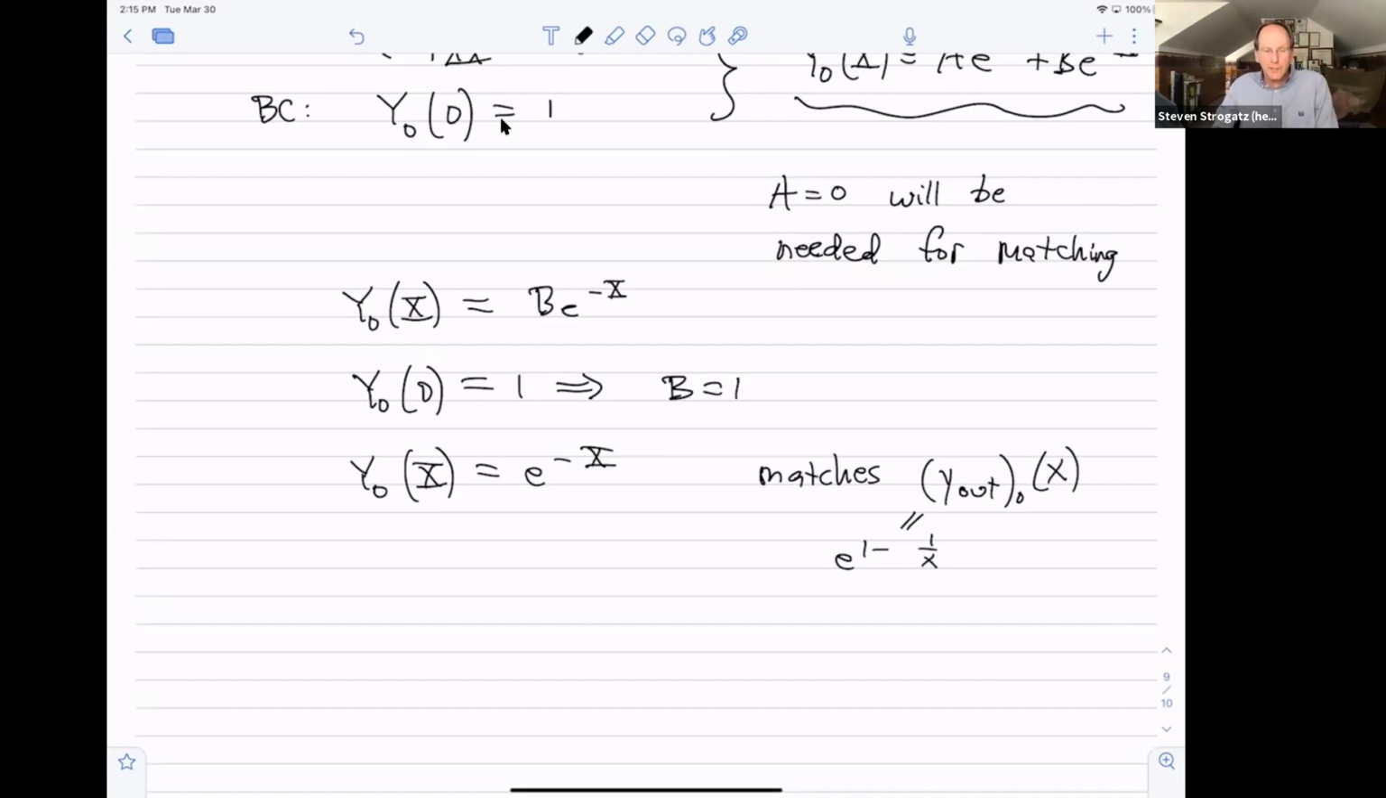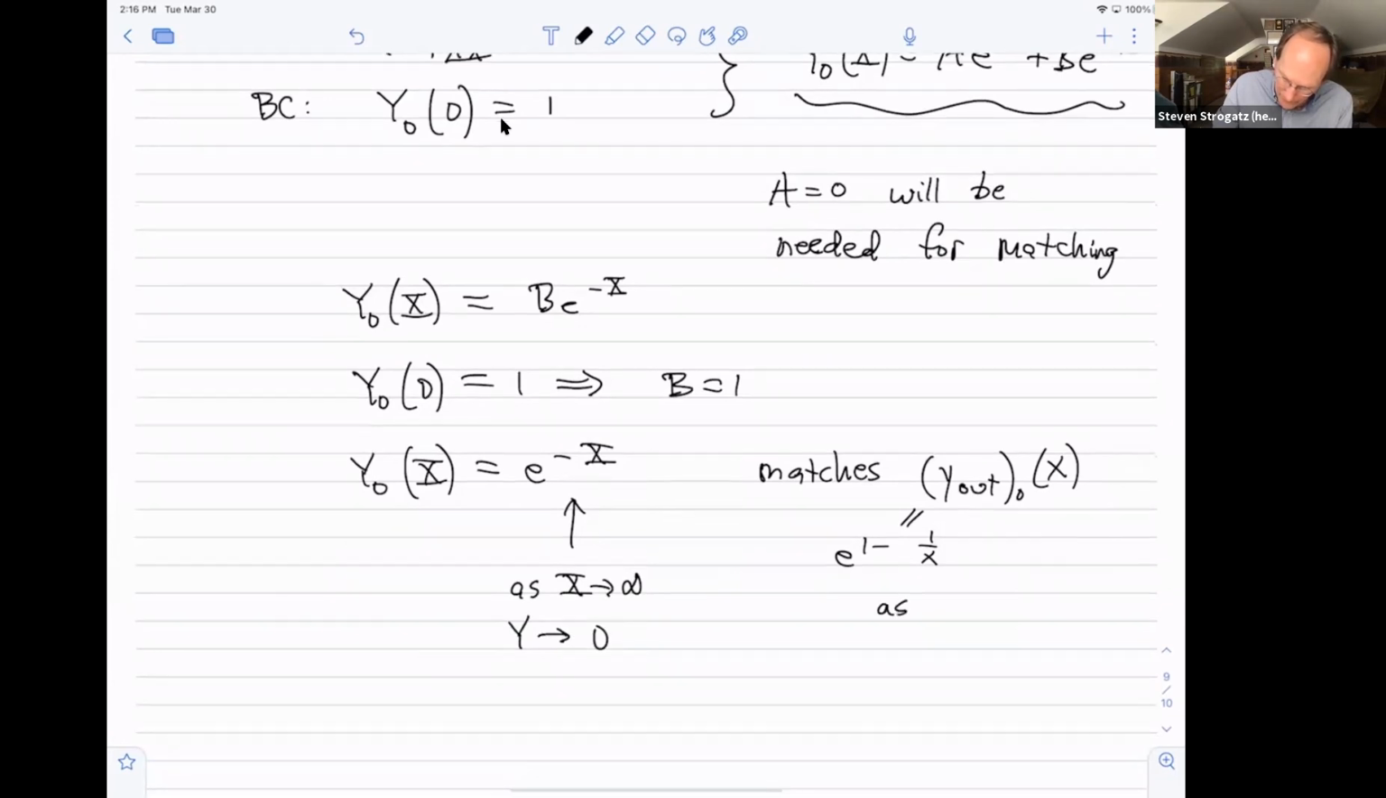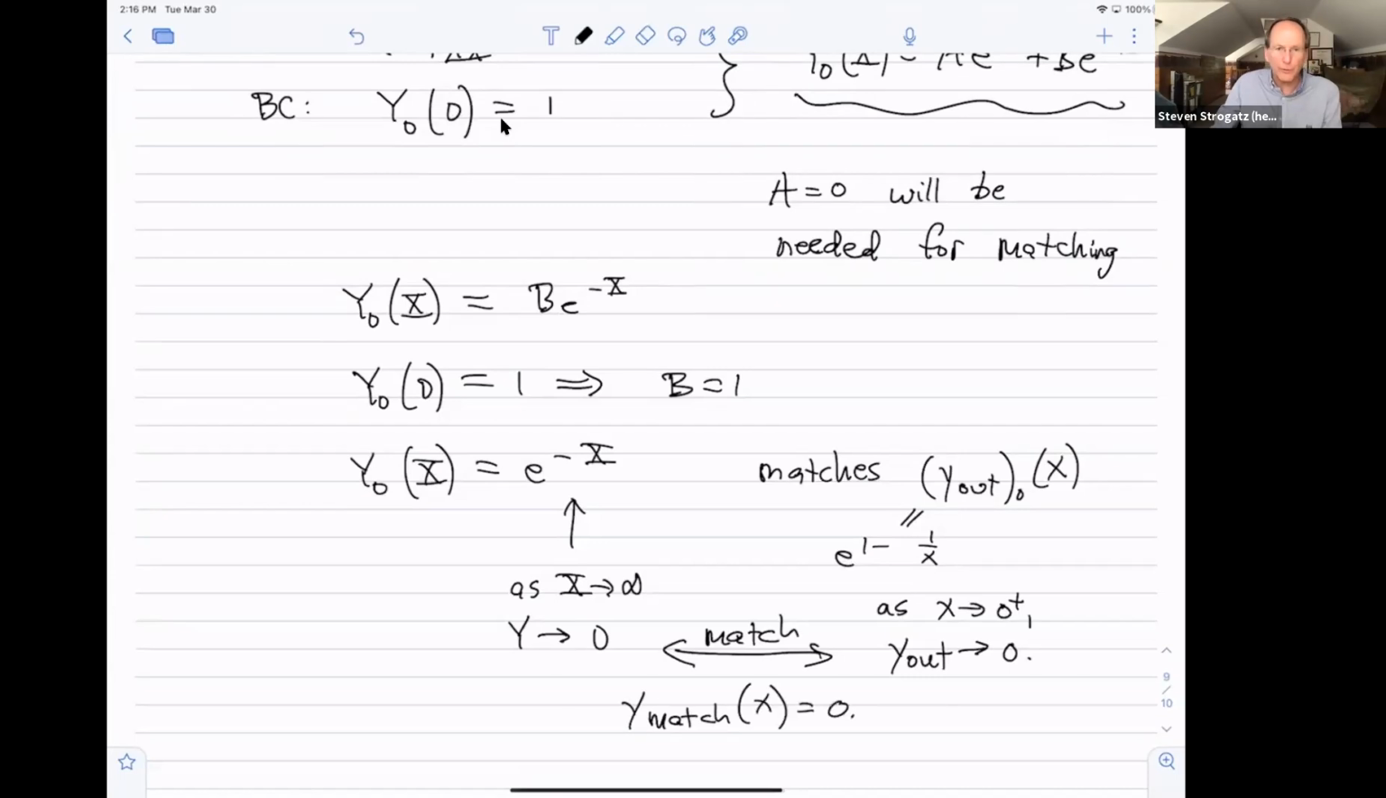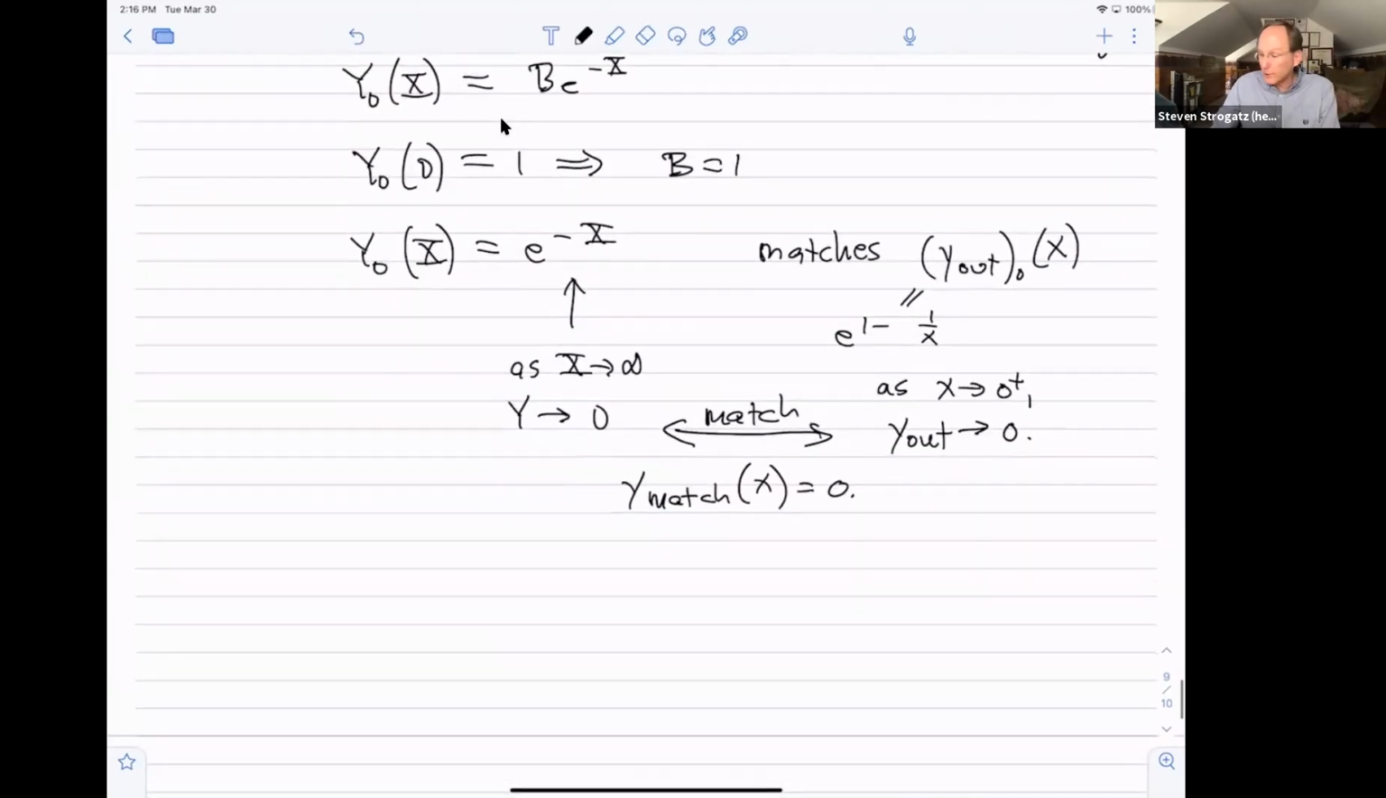because as x goes to positive infinity, we're getting that this goes to 0, but also here, as x goes to 0, the y outer goes to 0. So these match in the overlap region, giving us a y match of 0 itself at this order. I mean, they match in that they're both going to 0.